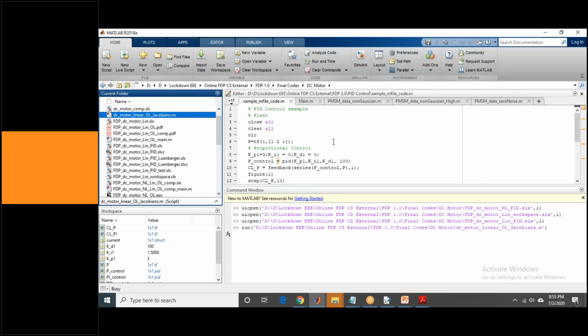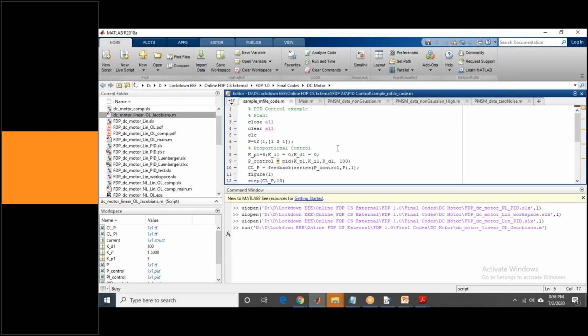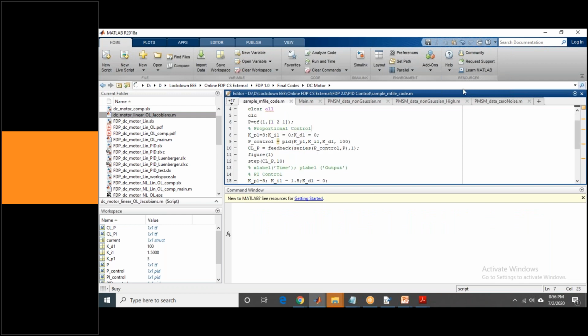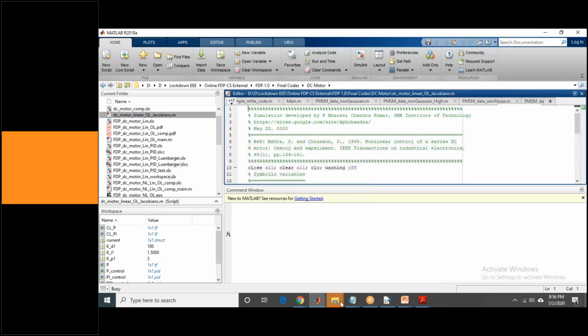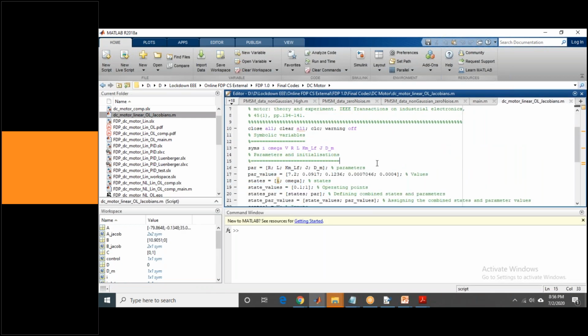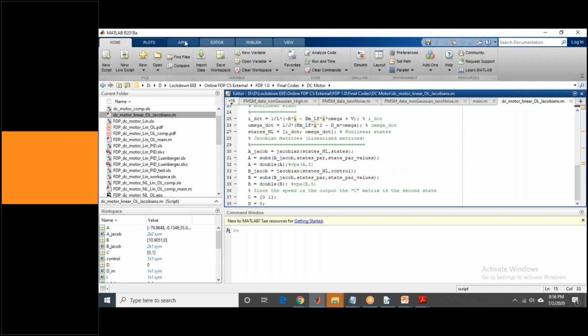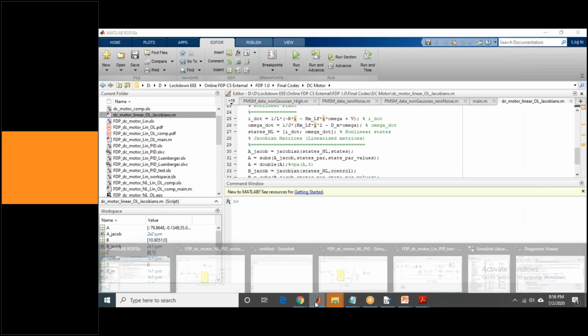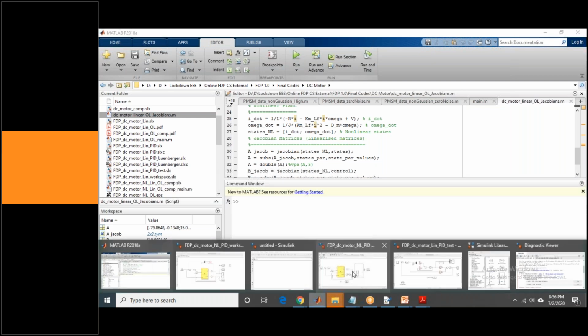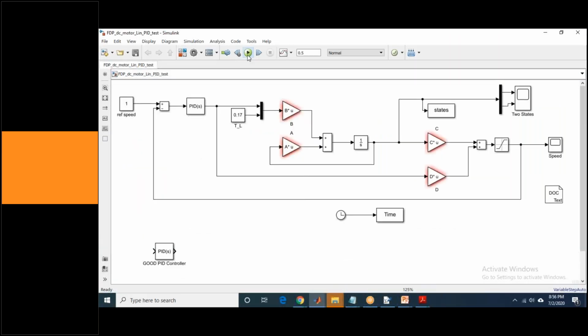This is the code which I displayed to you in the PDF file, which is still open. Yeah, this is the code which I showed you there. And if you run this code, then you'll get all the ABCD matrices here. You can see the ABCD matrices are here. So the same ABCD matrices I'll be using here. First of all, I will run this one.